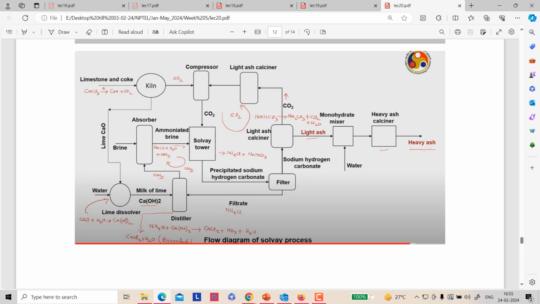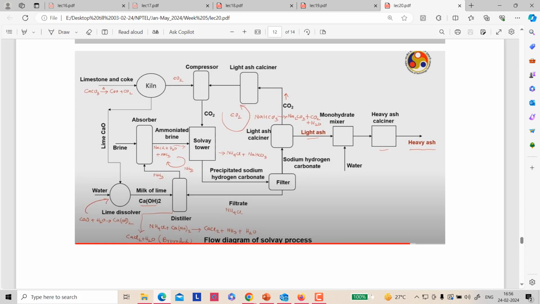So it is not wasted. This is the monohydrate mixer where water is supplied, and by passing through the water, it produces Na2CO3, heavy ash. In this filter, we have separated the sodium hydrogen carbonate from the top, and from the bottom NH4Cl is separated. It goes into the distiller.